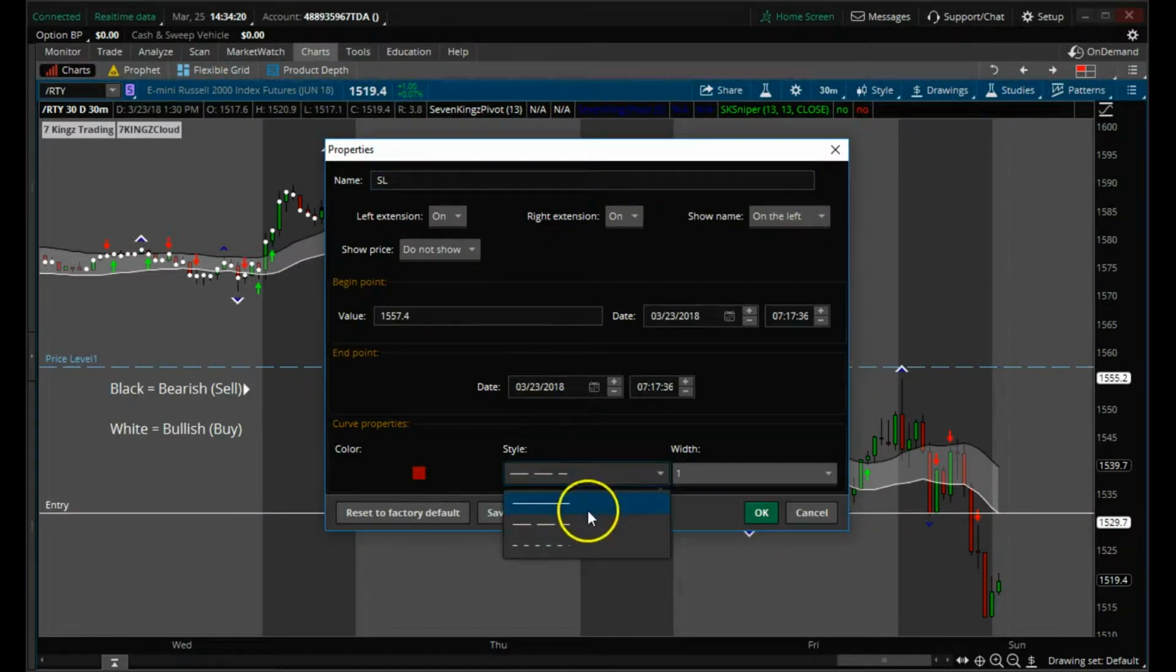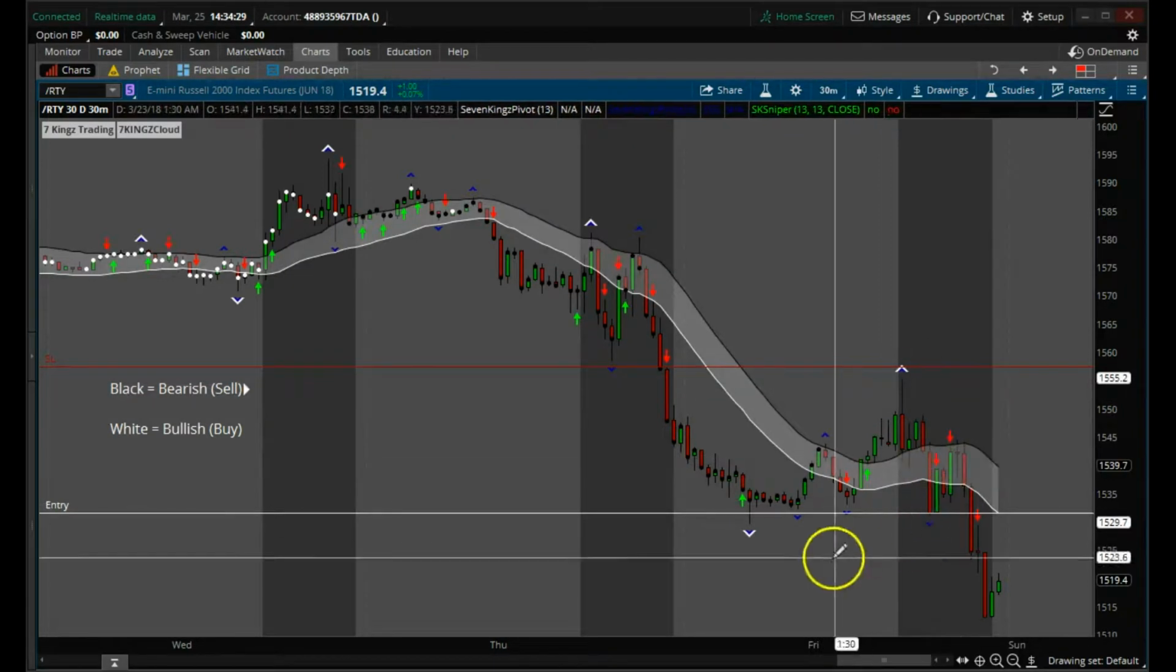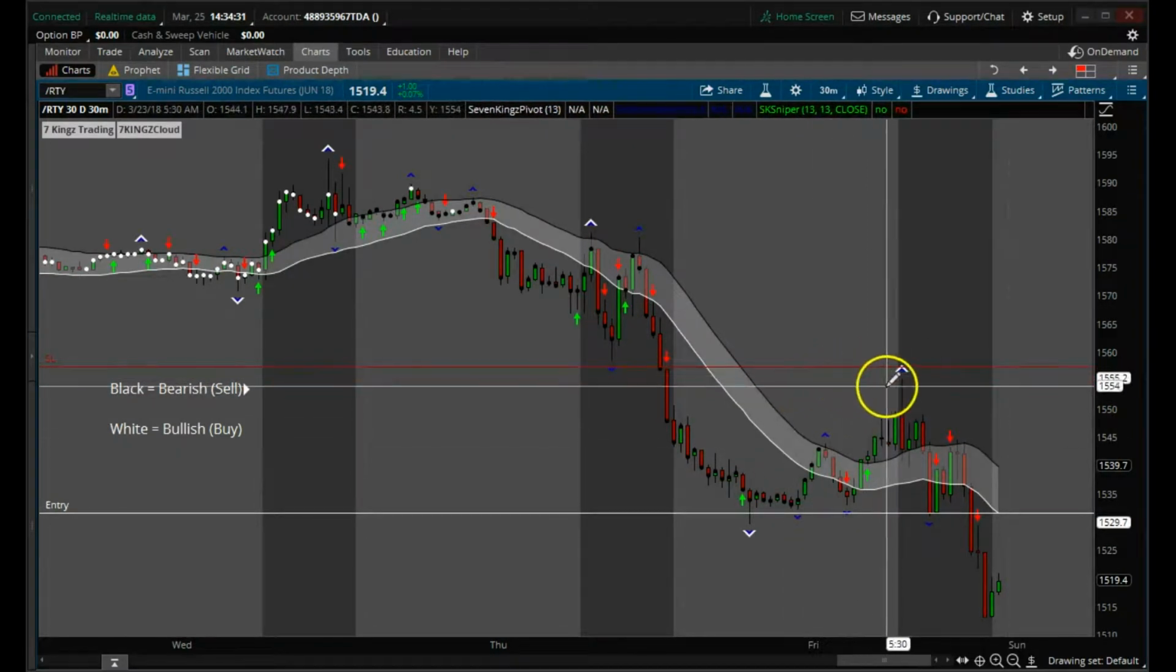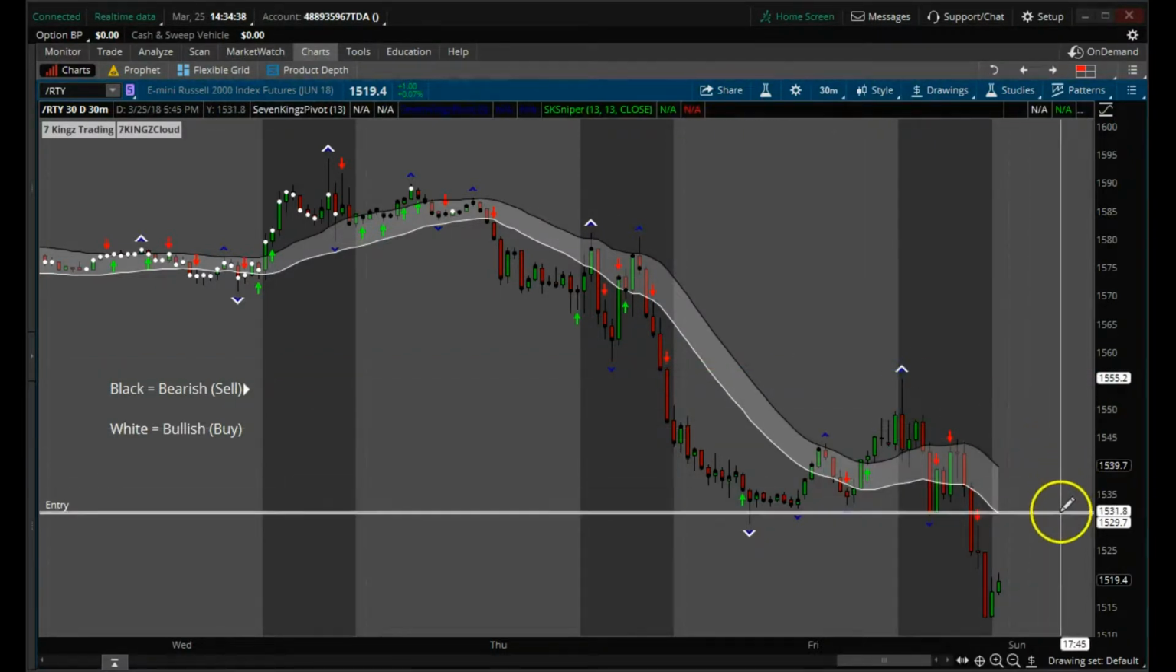At Seven Kings Trading 101, we just like to make everything very simple and visually simple if possible. That's what the pivots are there for. So just real easy stuff. Nothing hard to understand, nothing complicated. So let's get rid of these real quick.